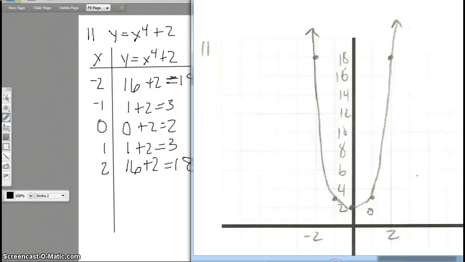Be aware that for number 14, you're going to graph all 3 of those equations on the same axes. And then for number 15, 16, 17, 18, and 19, those are all separate graphs.